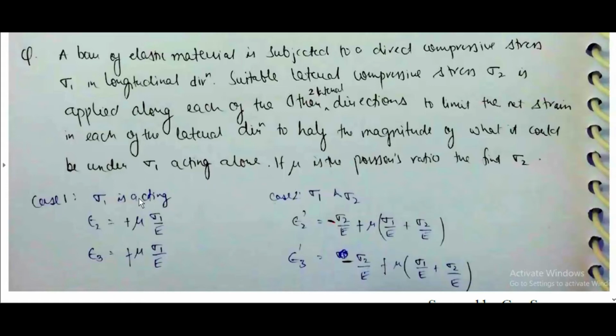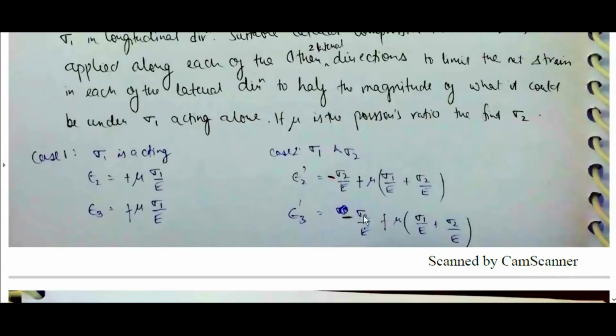Let's consider two cases. Case 1: only sigma 1 is acting. As it is compressive, epsilon 2 is equal to plus mu sigma 1 by E, and epsilon 3 is equal to plus mu sigma 1 by E. Case 2: both sigma 1 and sigma 2 are acting, and sigma 2 is also compressive. Epsilon 2 dash is equal to minus sigma 2 by E plus mu sigma 1 by E plus mu sigma 2 by E. Epsilon 3 dash is equal to minus sigma 2 by E plus mu sigma 1 by E plus mu sigma 2 by E. Epsilon 2 dash is equal to half epsilon 2, as this is the given.